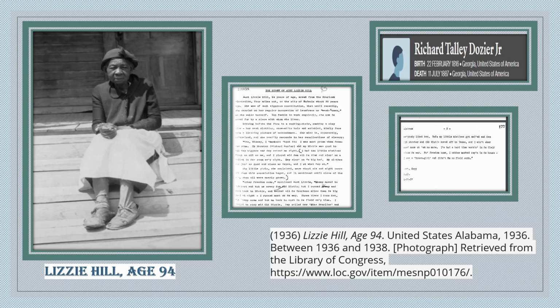And the little girls, she explained, were about 6 and 8 years old when this association began, and it continued until they were all nearly grown. After freedom come, continued Aunt Lizzie, Mammy moved to Cuthbert and took me away from the old mistus.